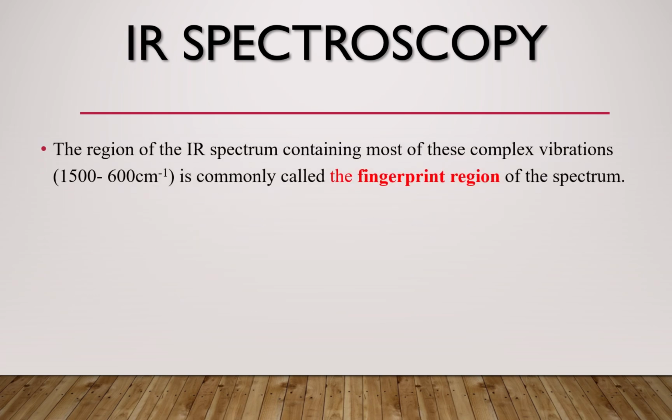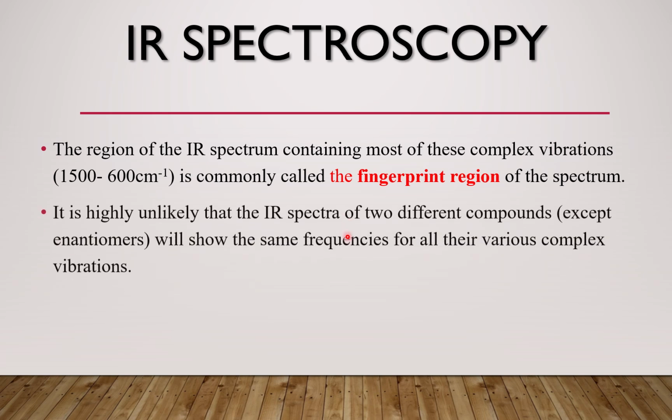And the region 1500 to 600 centimeter inverse is called the fingerprint region. Why do we call it the fingerprint region? Because no two people can have the same or identical fingerprints. In the same manner, in this range no two molecules can have similar vibrations, because this range shows very complex vibrations. So if you have a similar vibration pattern, it means it is one and the same molecule. That is the reason we call it the fingerprint region.